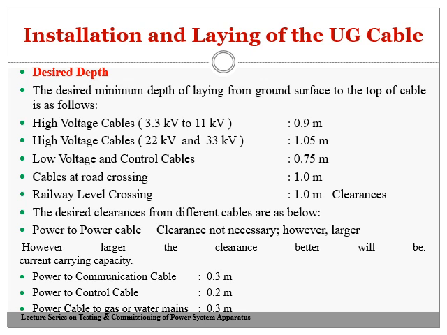The desired clearances from the cables are as below. From one cable to another, I cannot keep the control cable and the power cable in the same cable trench. There should be a physical distance or clearance between the control cable and the power cable. Power cable to a communication cable is 0.3. Power cable to control cable is 0.2. Power cable to gas or water mains is 0.3.